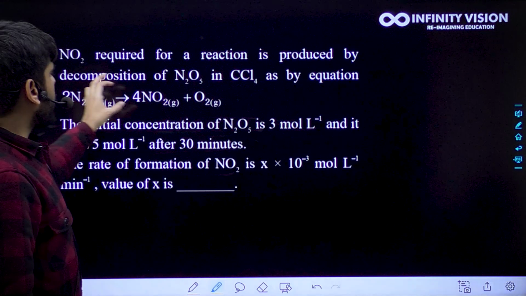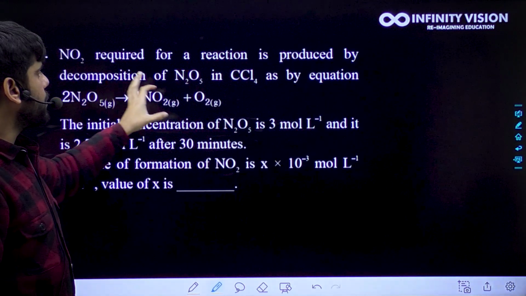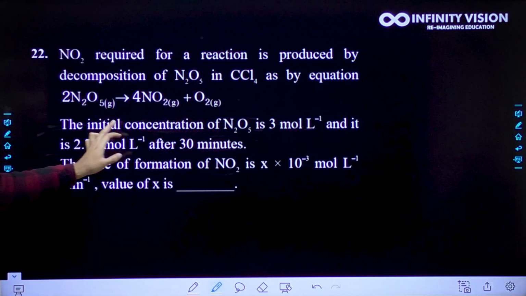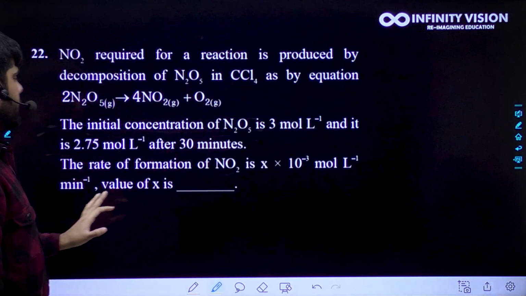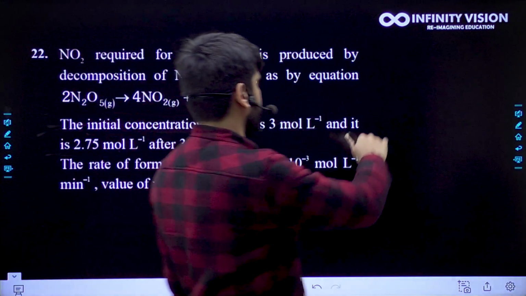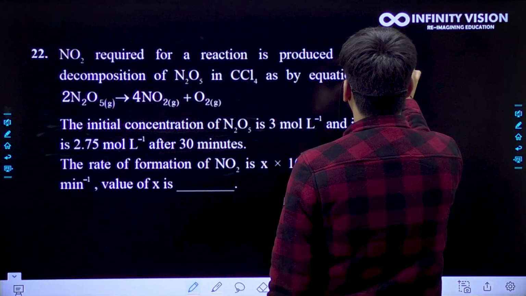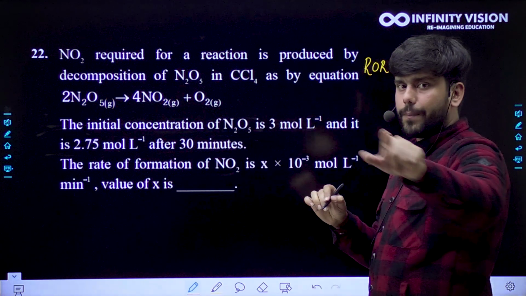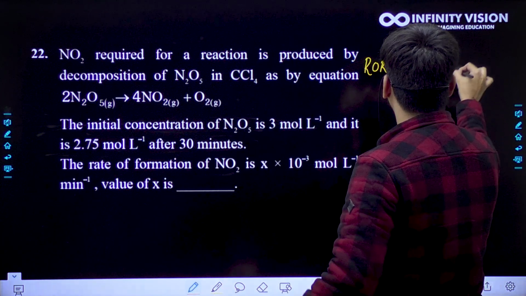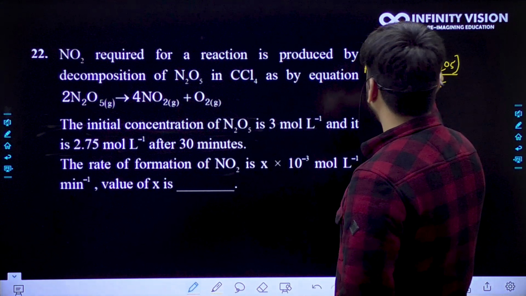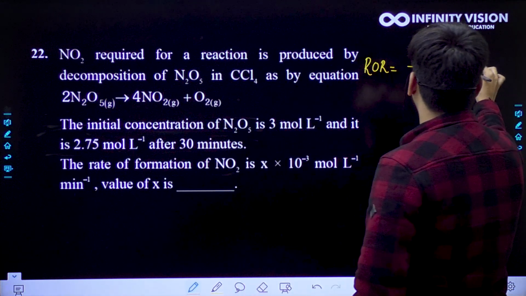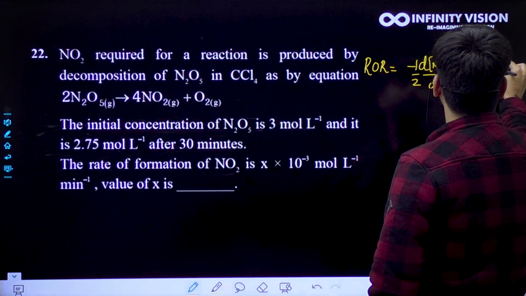The question is, NO2 required for a reaction is produced by decomposition of N2O5 in CCl4 as by the equation. The initial concentration of N2O5 is 3 moles per liter and it is 2.75 moles per liter after 30 minutes. So we know that the rate of reaction can be written as the rate of disappearance of the reactants, that is minus d of N2O5 upon dt. And we also take into consideration the stoichiometry. So this will be minus 1 upon 2. That can be written as the rate of appearance of the products.